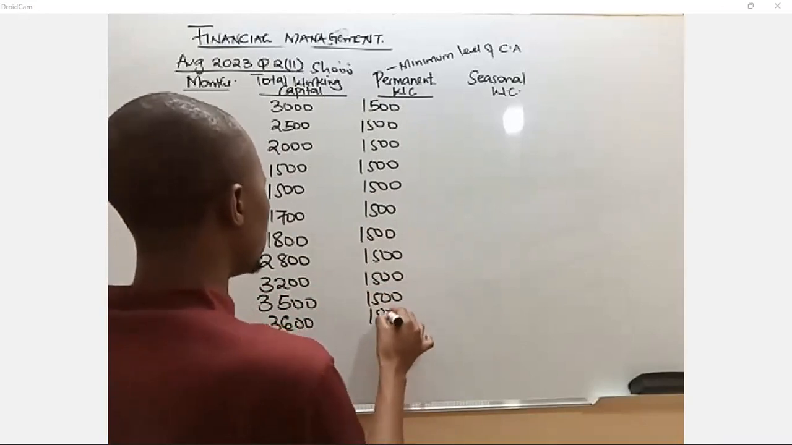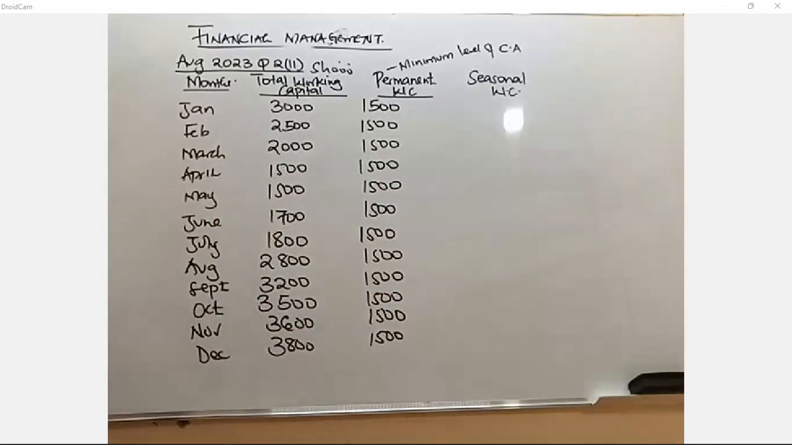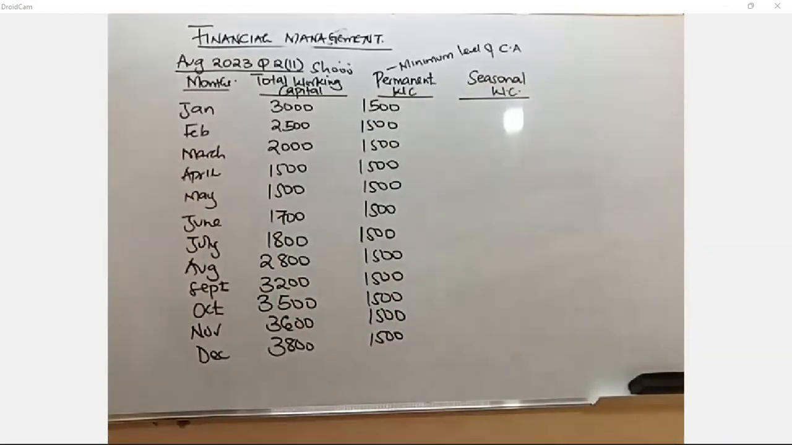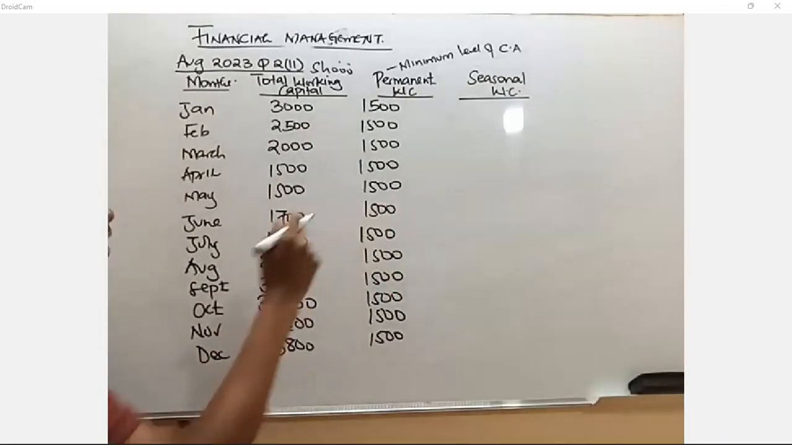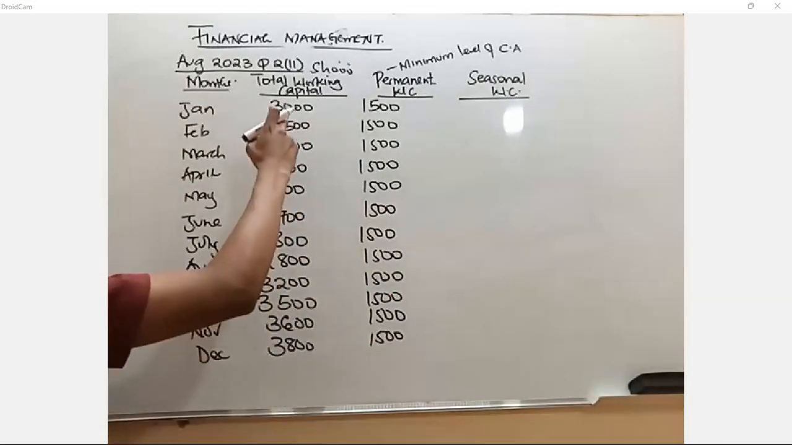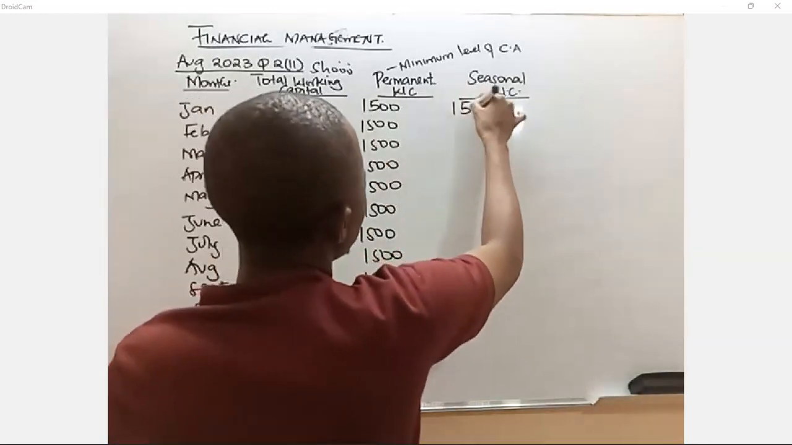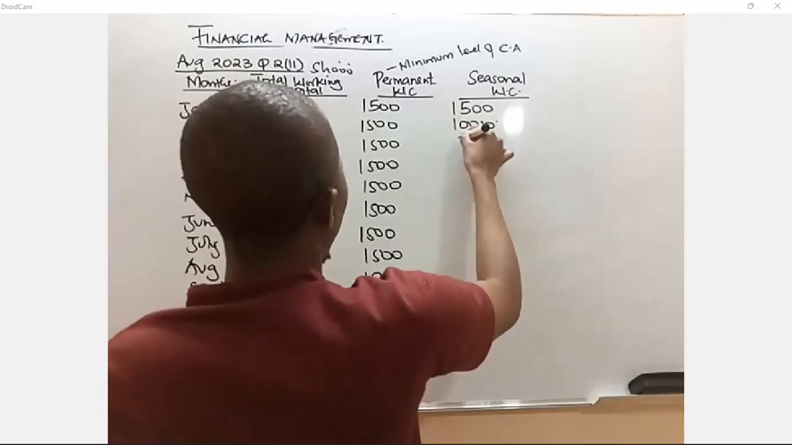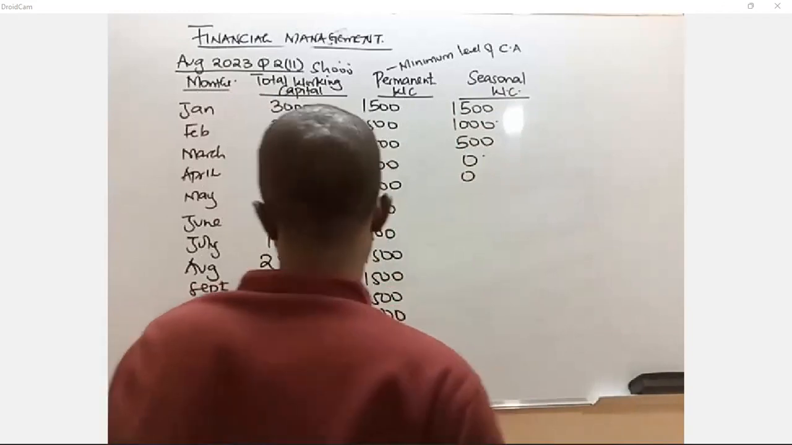It means that once you identify your permanent working capital, it is very easy for me to determine my seasonal working capital. How am I going to be getting it? By taking the total working capital minus the permanent working capital. So it means 3,000 minus 1,500. You get here 1,500. The other one will be 1,000. Here we have 500. Here we have 0. Here we have 0 there, right?